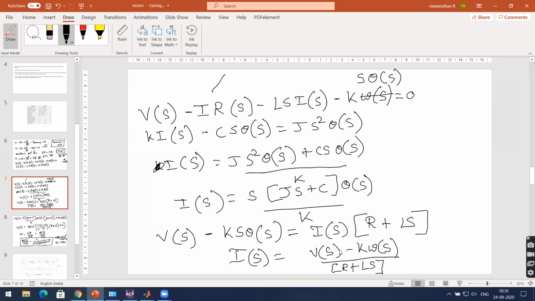Now, we directly know the transfer function, but if we have to model it one by one in Simulink, let's see how to do this. The input is the voltage V of s, and in order to get the current, you have to write this equation. So let's do that now.